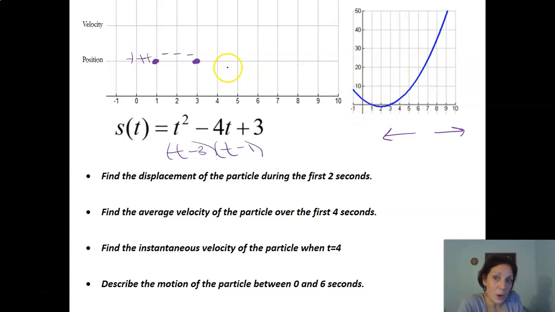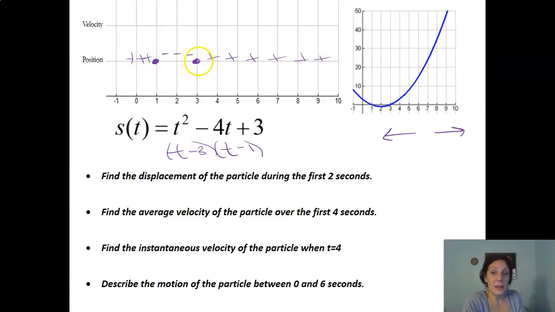After 3, where I hit my starting point again, my function goes positive again. So for the very beginnings of being able to describe the motion of my object, I would say from 0 to 1 seconds, it's to the right of its starting point.